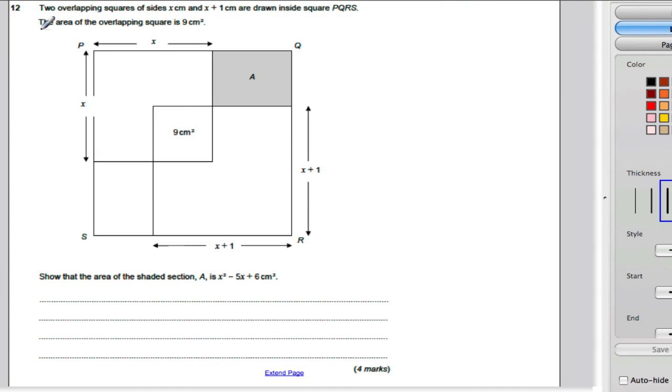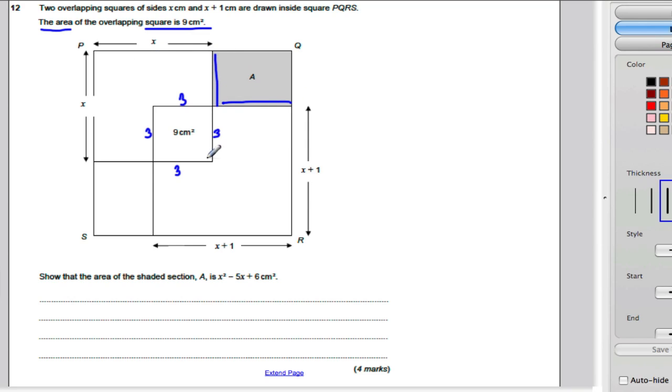So the key point here is that the area of the overlapping square is 9. If this area is 9, this side must be 3, this side must be 3. And obviously, therefore, this side must be 3, and this side must be 3. Now, we want to work out the area of A. We need to work out this height times this width. So let's go for this height first.